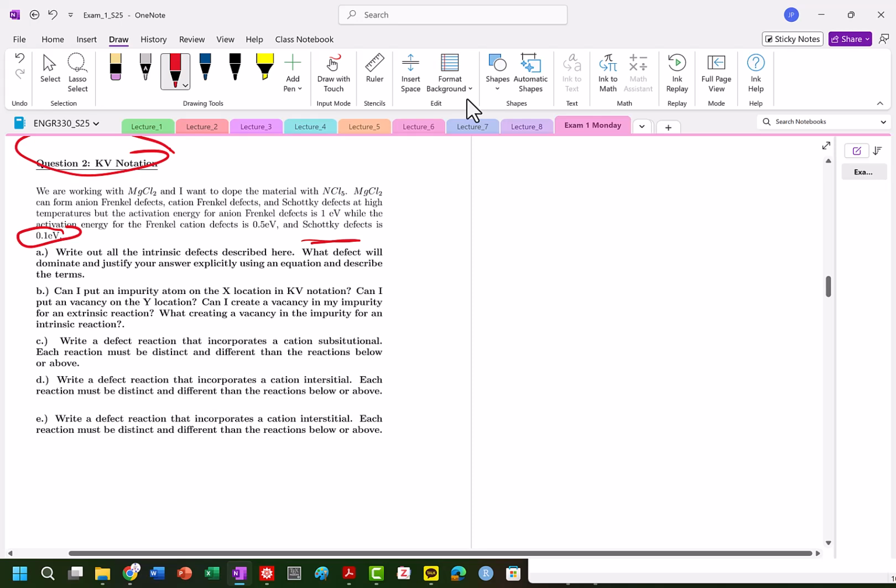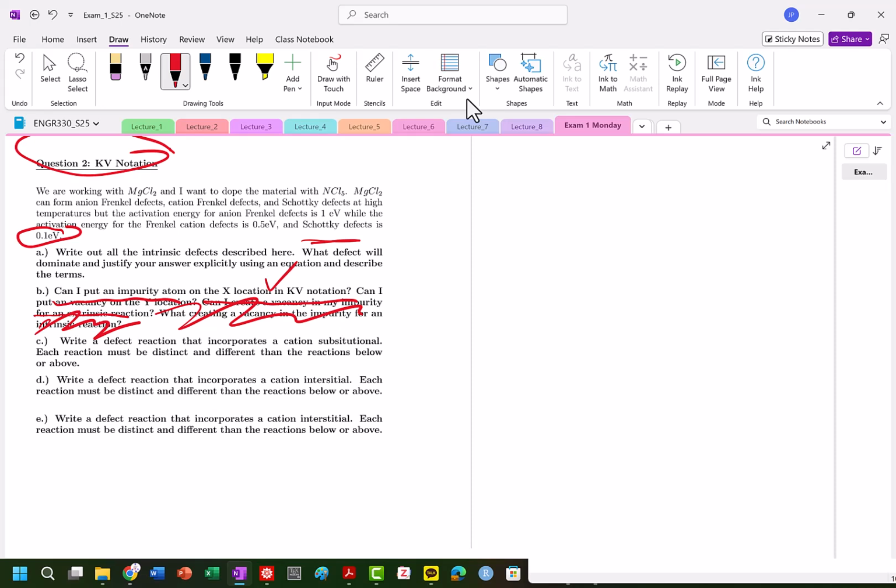Can I put an impurity atom on the X location in KV notation? Yes, that is what only can be put there, aside from vacancy. Can I put a vacancy on the Y? Absolutely not. Can I create a vacancy in my impurity for an extrinsic reaction? No, we can only create vacancies in the host. What about creating a vacancy in the impurity for an intrinsic reaction? So can I create a vacancy for an impurity? Well, that's kind of nonsense because there's no impurity for an intrinsic reaction. So no.